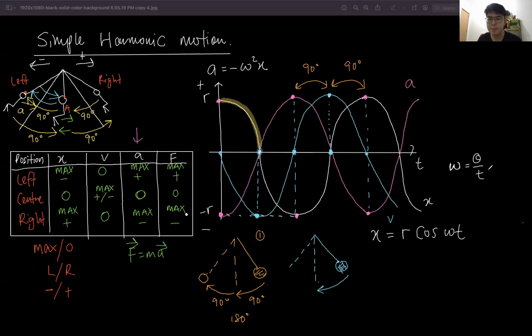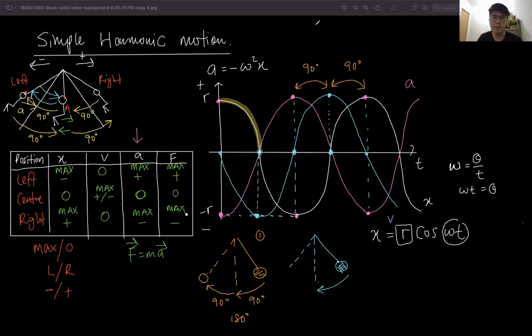So if you take omega times time, what do you get? Omega times time is just angle, right? So it's the same thing. This is just cos angle, so it's like a cosine graph. And then beside it is the r. That is the amplitude, the maximum amplitude.